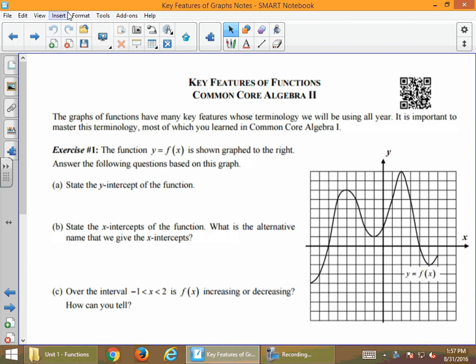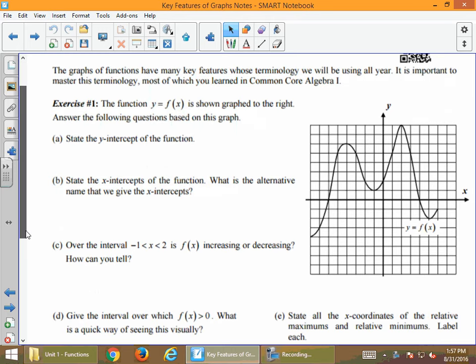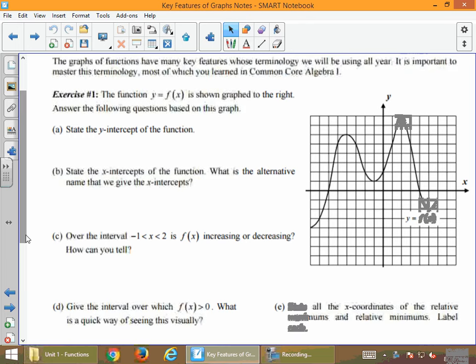Take a look at key features of a graph. We have this function f of x, and it's the graph here for us. We're going to use that to answer the following question. Some of this might be review from round number 1, which is good. It's good to review, and then some of the stuff is a little new.